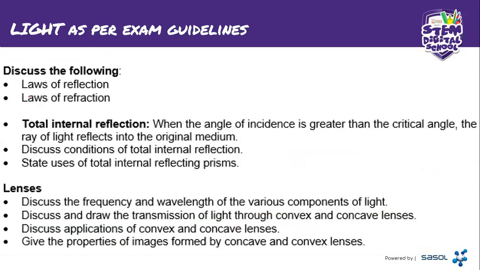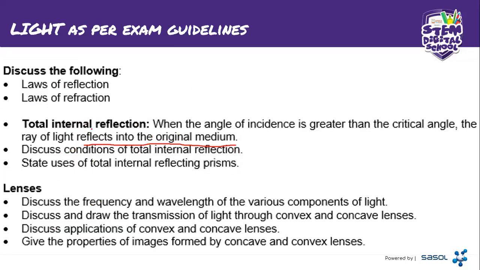Then we talked about the laws of reflection and the laws of refraction. We've already discussed that. And total internal reflection as well, we discussed that. And that is when the angle of incidence is greater than the critical angle. The ray of light reflects into the original medium. You will remember that if you keep increasing the angle of incidence and it eventually becomes bigger than the critical angle, the light ray, instead of undergoing refraction, will then undergo reflection. And we recall that total internal reflection. And why is it reflection? Because it reflects into the original medium.